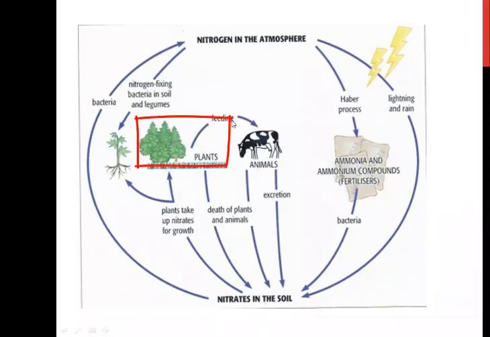Now, when the animals feed on the plants, the nitrogen is transferred to their body. And when the animals excrete or when they die, they decompose and eventually they give back the nitrogen to the soil. Again, there are some natural ways like the Haber process, the lightning and rain process, and the nitrogen fixation process through which the nitrogen is again given back to the soil. From soil it is used by the plants and again the cycle continues.